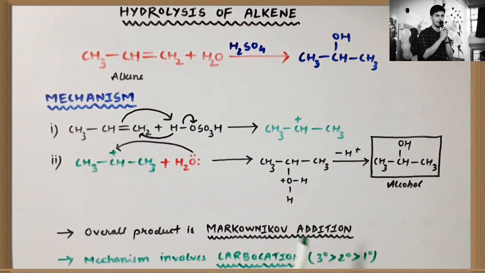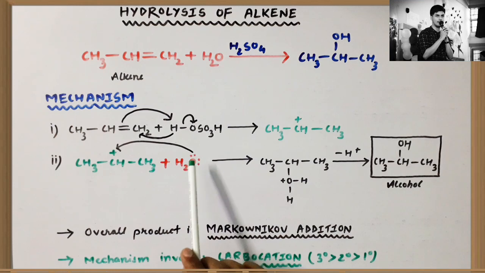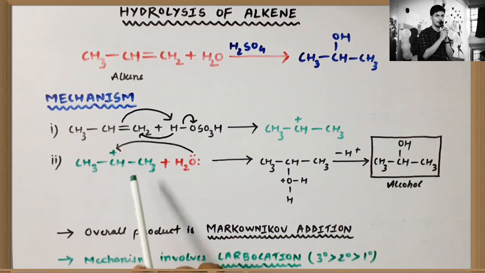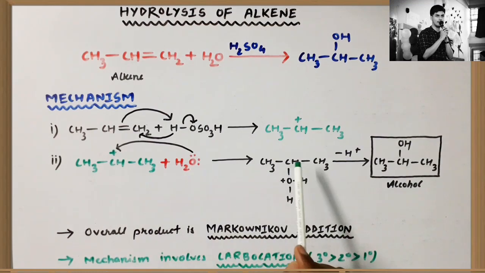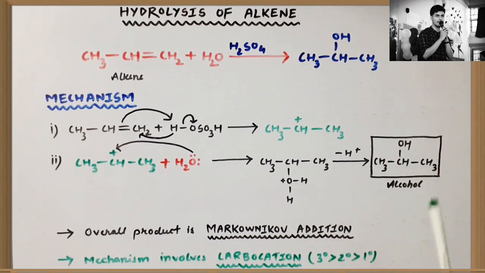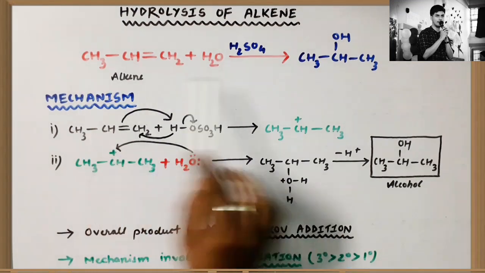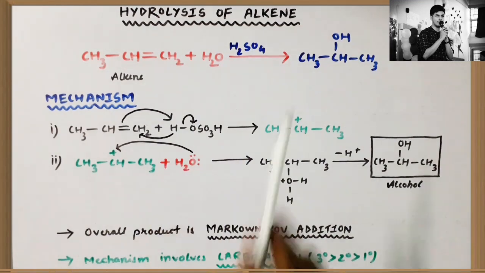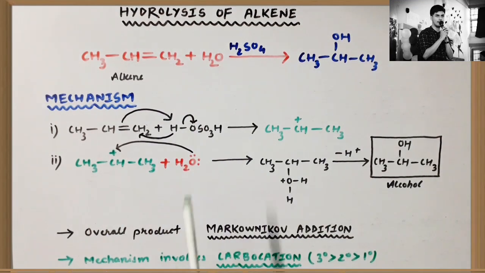Now in the second step, this 2-degree carbocation will react with the water molecule. The oxygen of the water molecule containing a lone pair will attack the positive carbon center of the carbocation, and eventually after losing an H plus ion, we'll get the ultimate product, that is the alcohol. Now if we look at this reaction, overall it is a Markovnikov reaction. So the product is a Markovnikov addition.